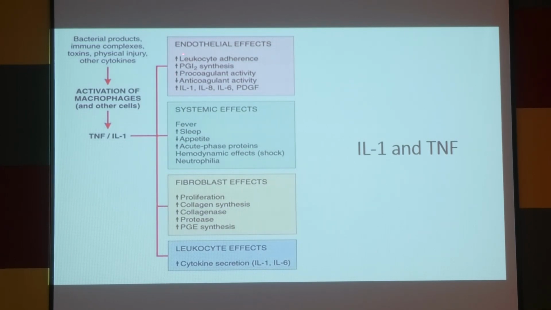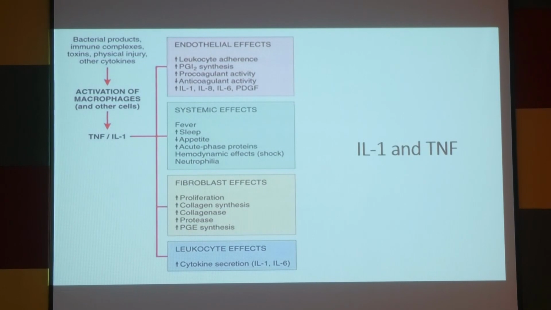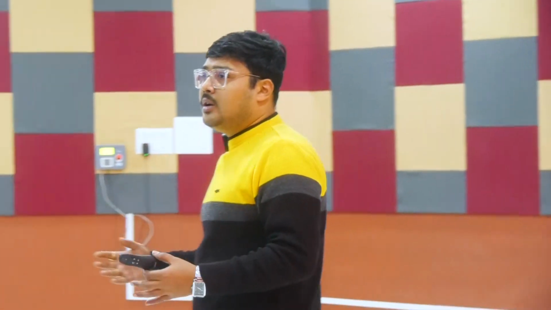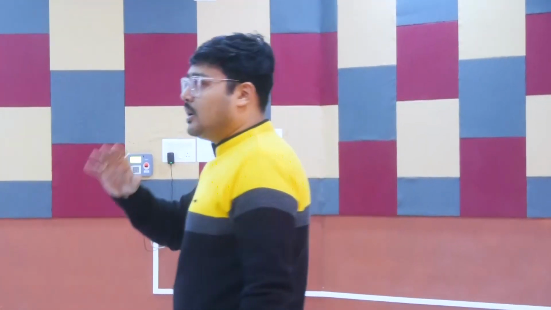Now another important endothelial effect is an increase in procoagulant activity and a decrease in anticoagulant activity. What does it mean? The blood in the vessel tends to clot more than flow. Increased coagulant activity and decreased anticoagulant activity means that the flowing blood is very vulnerable to clotting at any time.